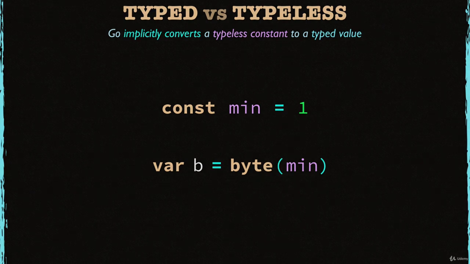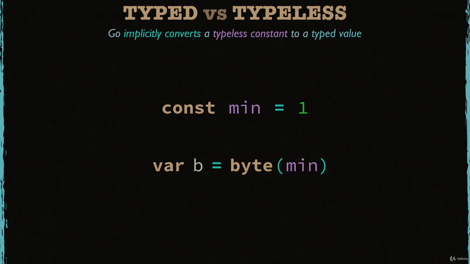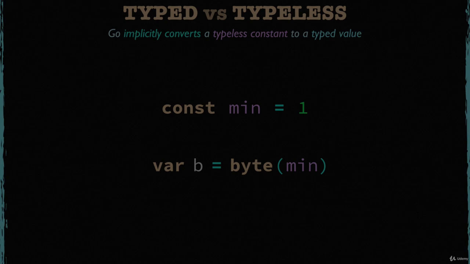Alright, that's all for now. I hope you understand the differences between typed and untyped constants. They are powerful. Untyped constants are like chameleons.